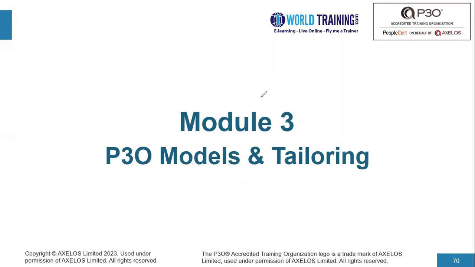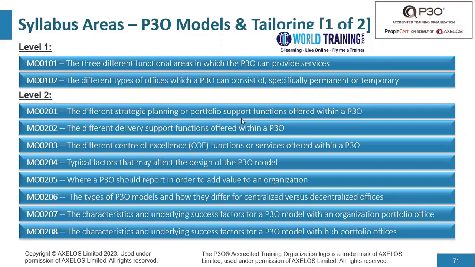Hello and welcome to Module 3, P3O Models and Tailoring. Let me take you through the various syllabus areas that we would be covering as a part of this particular module. As part of Level 1 learning, we would be looking into the three different functional areas in which the P3O can provide services. In other words, broadly, all the services that a P3O could provide are classified into three buckets. We're going to look into those three different functional areas.